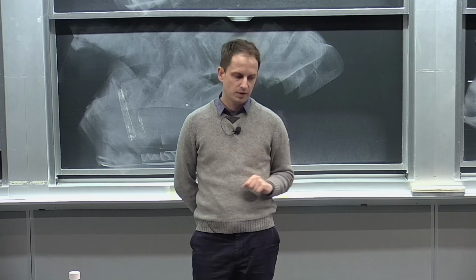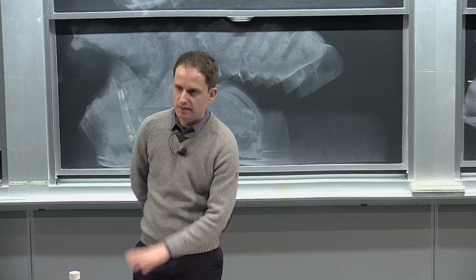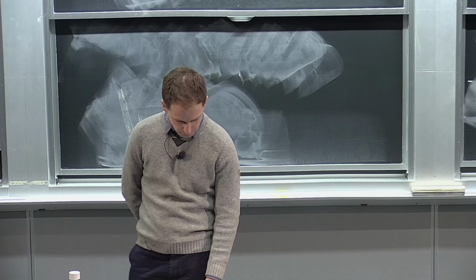So again, the ultimatum game you should be familiar with. There's a proposer and a responder. The proposer proposes some split of the pie. The responder can accept or reject. Now, what does game theory predict people should do, in the absence of social preferences?